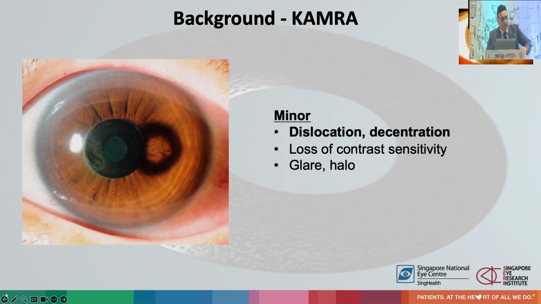However, over the years, we all became familiar with some of the complications. Certainly in the earlier prototypes, there were minor complications related to decentration, loss of contrast sensitivity, and glare and halos. You can see this thinning on the ocular surface underneath the epithelial flap on a patient who had it done probably 15 or 20 years ago.